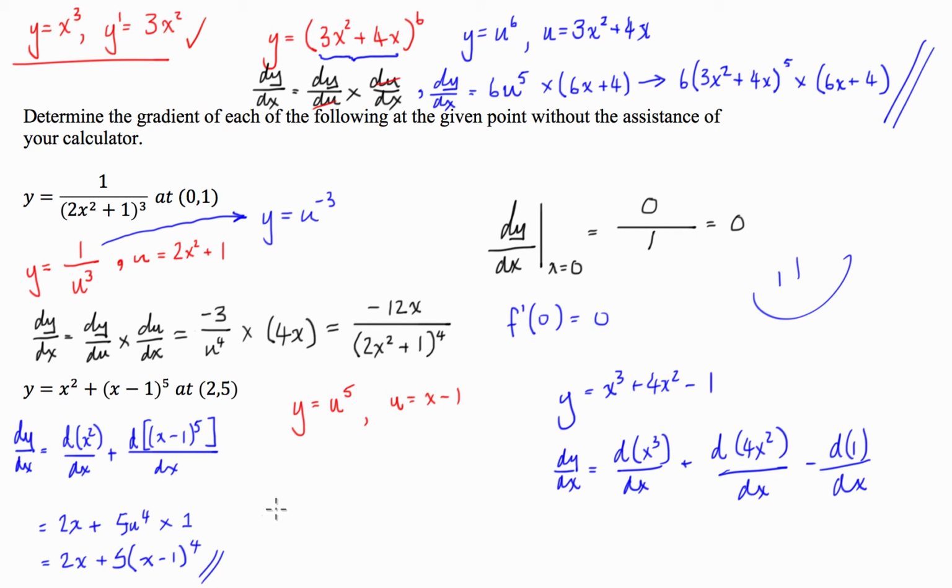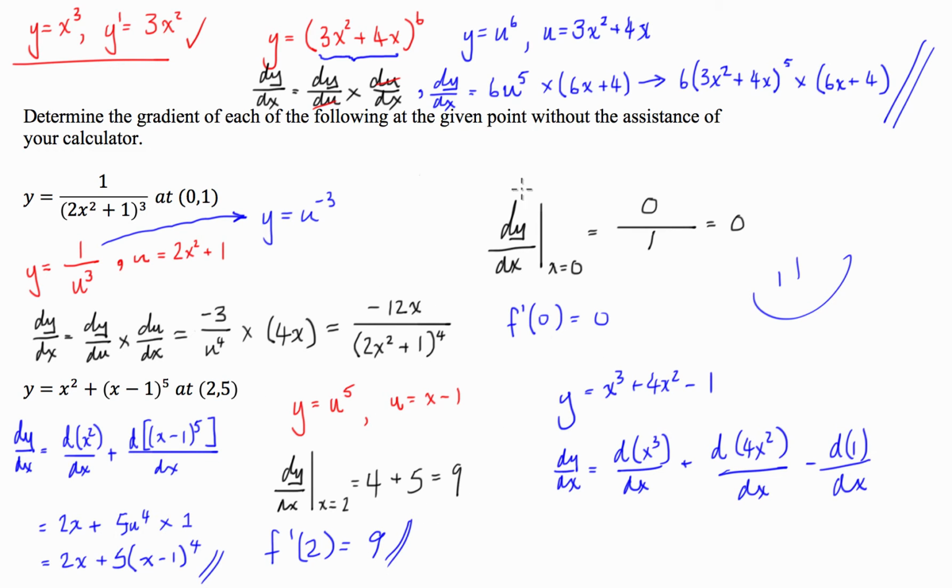So then to finish the question off, I'm going to get dy/dx evaluated when x is equal to 2. And that's equal to 2 times 2 is 4, plus 2 take 1 is 1 to the power of 4, which is still 1, times 5 is 5. So another way we could write that is we could say that f dash of 2 is equal to 9.